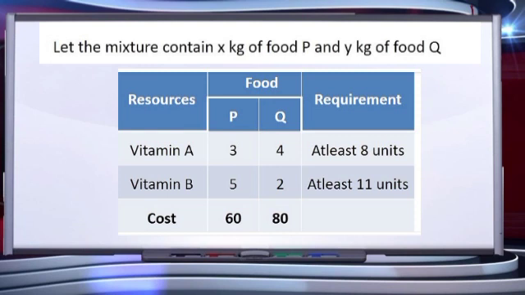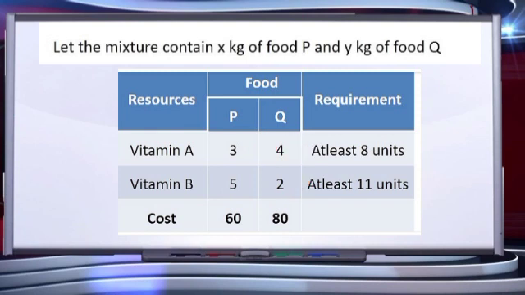So students, as shown in the table, we are going to tabularize all the information given in the question. One side the food type, that is P and Q, the other side vitamin A and B. Of course their cost is also given, so we have to write that also, and the minimum units that we can have of vitamin A and vitamin B. So P type food contains 3 units of vitamin A and 5 units of vitamin B. Similarly, the Q food type contains 4 units of vitamin A and 2 units of vitamin B.